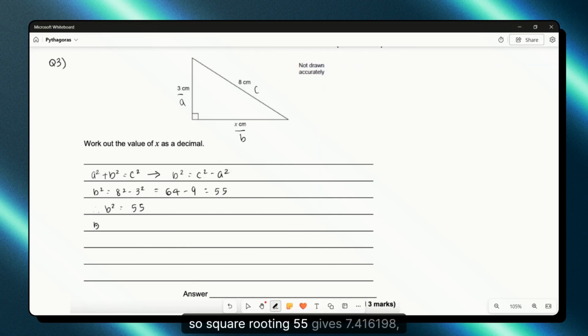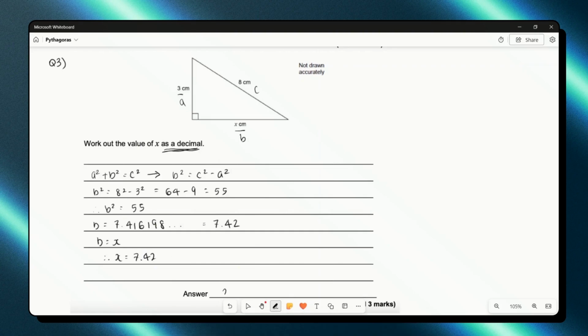So square rooting 55 gives 7.41698, etc. Now, as it says give as a decimal but doesn't specify, I usually tend to give it to 2 decimal places. So that gives me 7.42. And as we said earlier, b is equal to x. Therefore, x is also equal to 7.42 centimeters. So our final answer, x is equal to 7.42 centimeters.